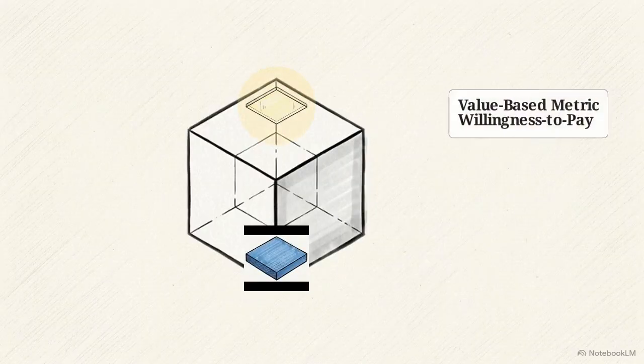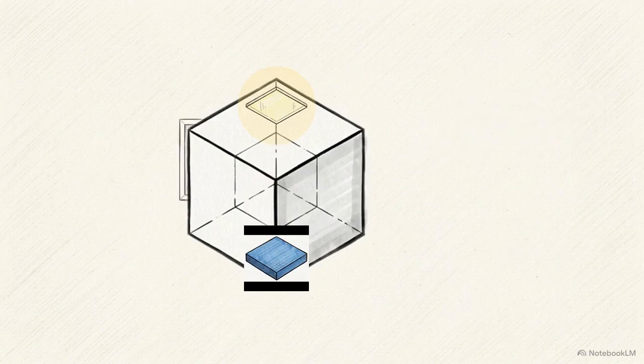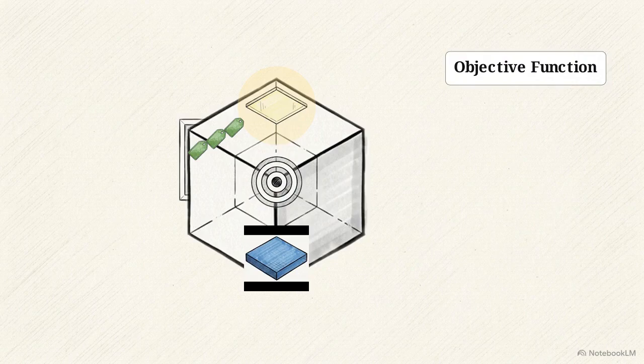The ceiling is your value-based metric. This represents the absolute maximum a customer is willing to pay, based on the utility of your product compared to their next best alternative. Finally, you look out the window to find your competitive benchmark. This tells you exactly where your rivals are positioned in the external market right now.